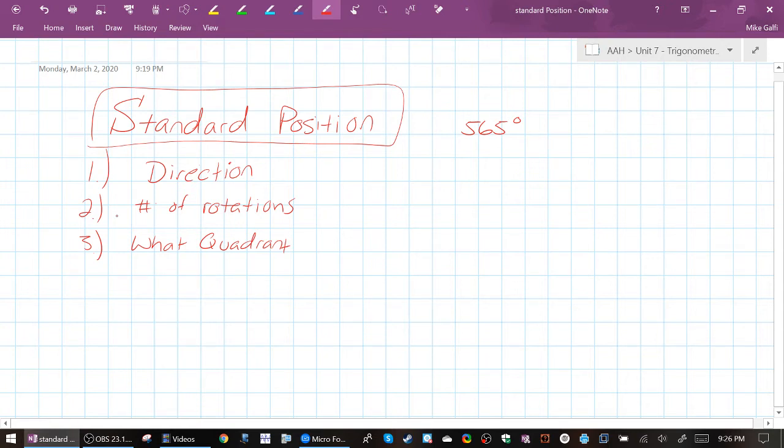Okay, so for an example, number one, I got 565 degrees. So let's just make a quick coordinate plane right here. And we're always going to start on the positive side of the x-axis. So we'll always start here, okay? So because it's positive, right, 565 is a positive number, we are going to go up through our quadrants this way. So that tells me the direction, right?